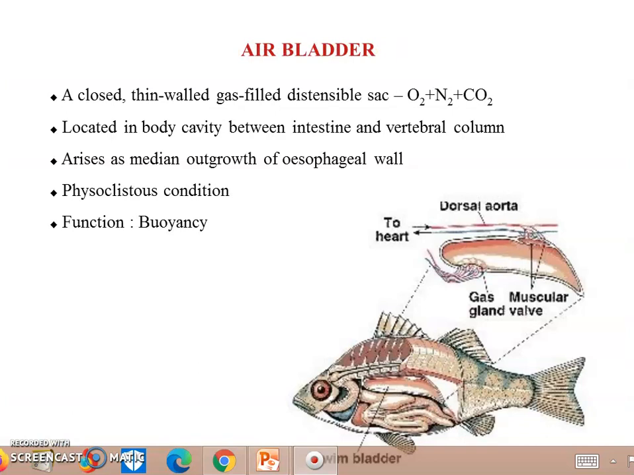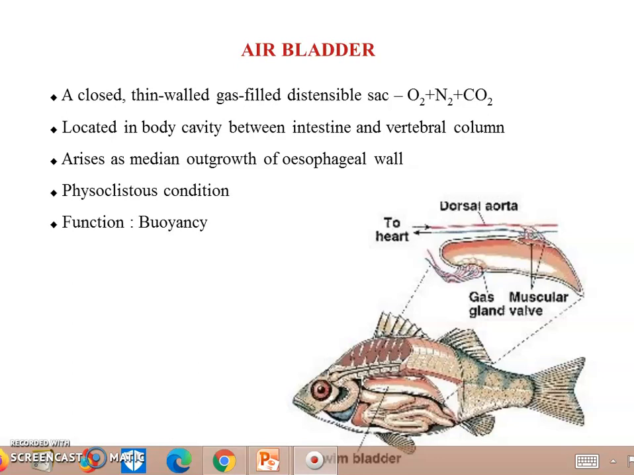Next, we have a structure known as the air bladder, or otherwise the gas bladder, or swim bladder. It is located outside the peritoneum, in the body cavity of mullet, and it is a closed, thin-walled, gas-filled, distensible, that is, stretchable, sac. It lies above the intestine and below the vertebral column. That is its position.